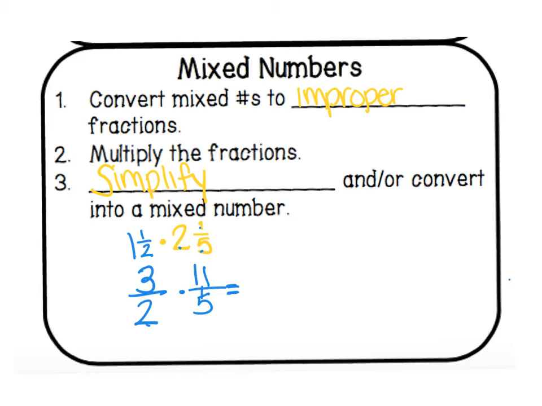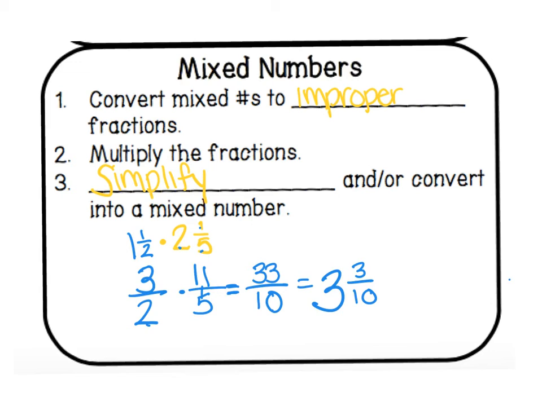multiply straight through. 11 times 3 is 33. 2 times 5 is 10. That is an improper fraction, so we want to convert it back to a mixed number. 10 goes into 33 3 times, which is 30, and there are 3/10 left over. So 3 out of 10 left over.